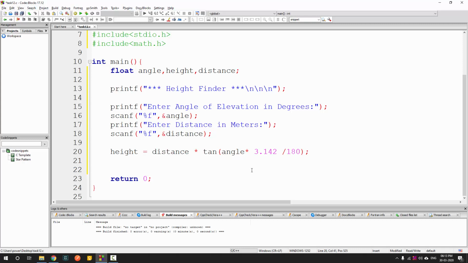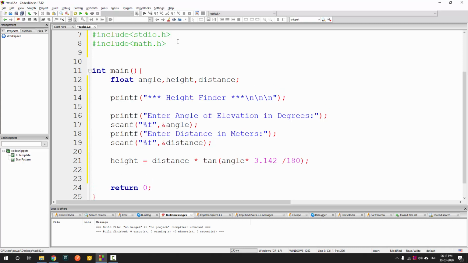This is one option, or you can define, using hash define, the value of pi as 3.142, and then use pi directly over here. We have learned this in a previous task. Once this is done, I have converted the angle, which is in degrees, to radians. Now if I run this, I should get the height. Once I calculate the height, I should print it.